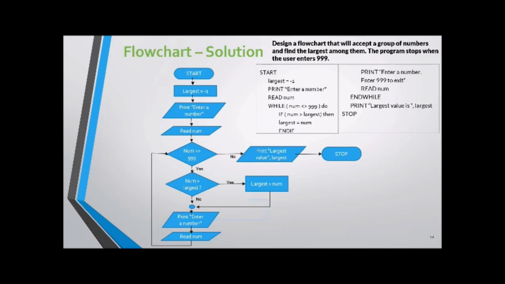The new number accepted will then be re-evaluated to determine whether the loop continues or is terminated. Once the value 999 is entered, the flowchart shows the use of the output symbol to display the largest value. The solution then ends through the use of an oval, indicating the terminating point of the flowchart.